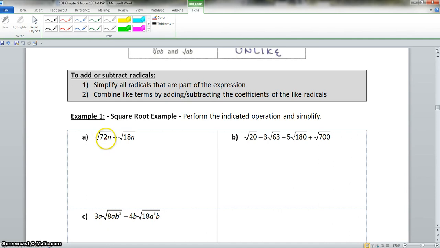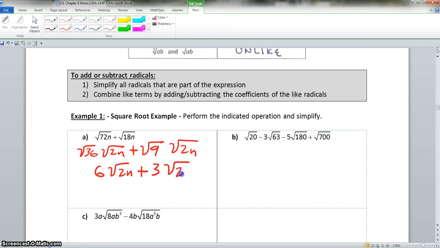What is the highest perfect square in 72? We know it's 36, and we know we will have 2n left over. The highest perfect square in 18, we know it's 9, and we had 2n left over. Square root of 36 is 6, square root of 2n. Plus, the square root of 9 is 3, square root of 2n. Now, you just witnessed here that our indexes are the same, and now our values under the radicals are the same. So we would add their coefficients, which is 6 and 3. 6 plus 3 is 9, and we would carry the radical over.